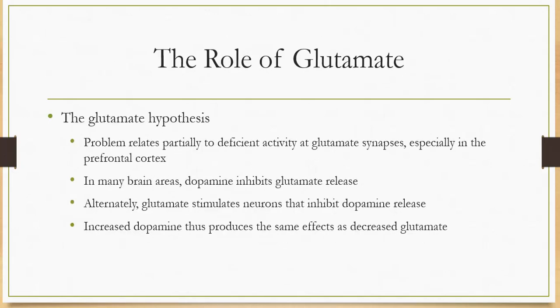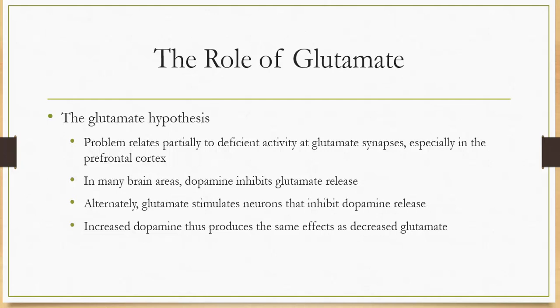So let's contrast this with the glutamate hypothesis of schizophrenia. An alternative is that glutamate serves to block the activity of dopamine. So if you don't have enough glutamate, then it won't inhibit the dopamine activity. So it could be the excess dopamine activity, or it could be low levels of glutamate activity that inhibit it.